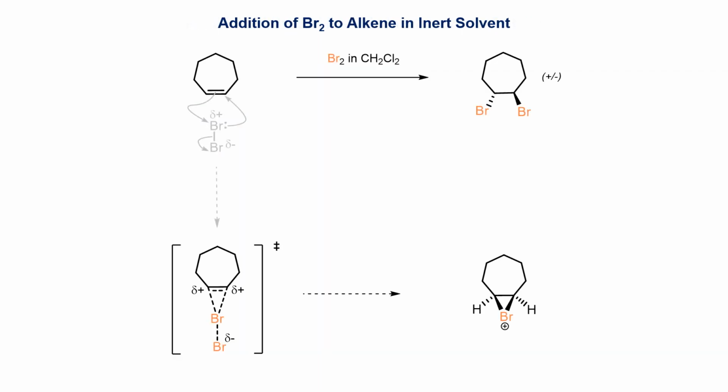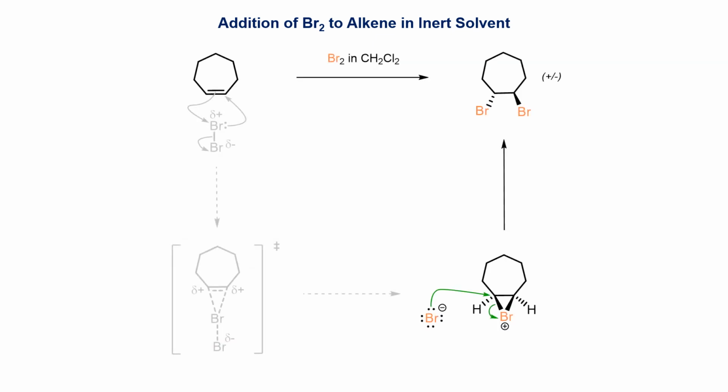Complete formation of the three-membered ring results in breaking of the weak bromine-bromine bond and the formation of the cyclic bromonium ion and a bromide nucleophile. The bromonium ion intermediate ultimately explains the formation of only the trans-dibromide products. In this particular example, the intermediate happens to be the meso isomer.